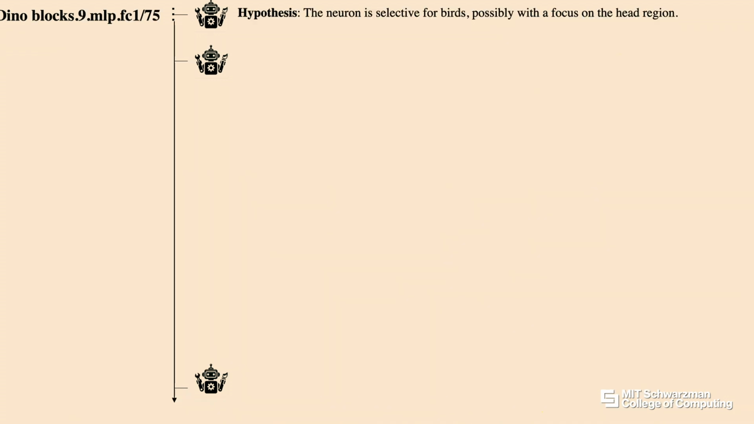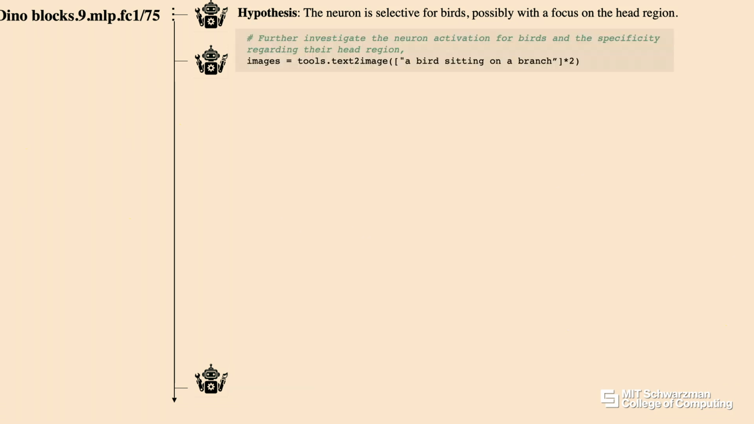This is another example where it realized that some unit seems to be selective for birds, and it's focusing on the heads. So it creates 2 images of birds sitting on a branch, and you see the times 2, just using Python tricks in order to do these things.